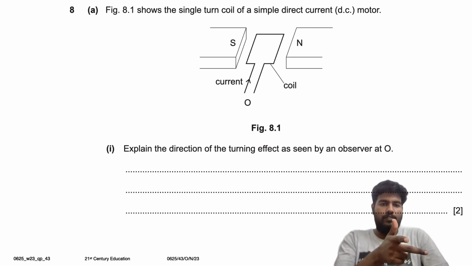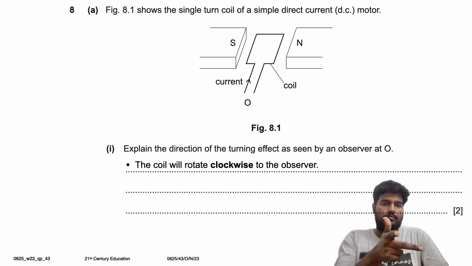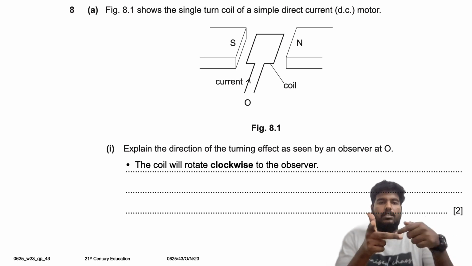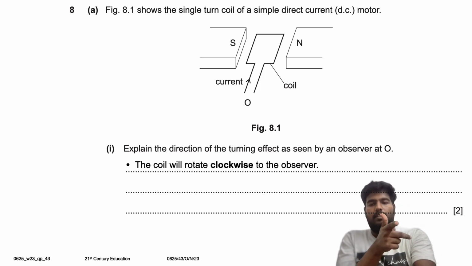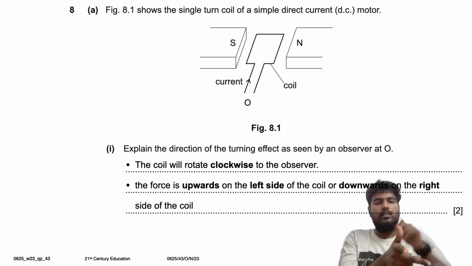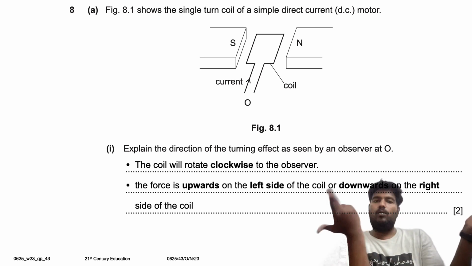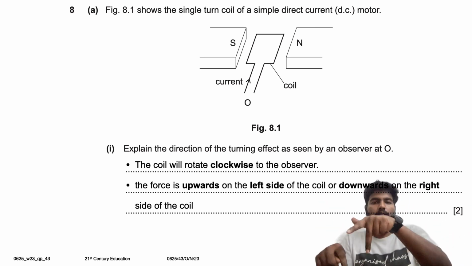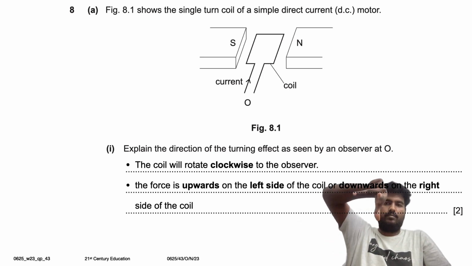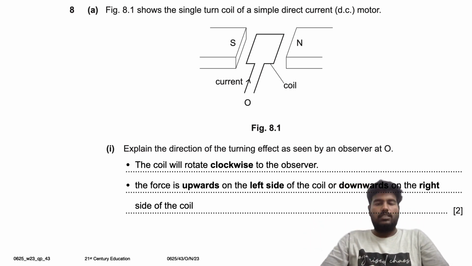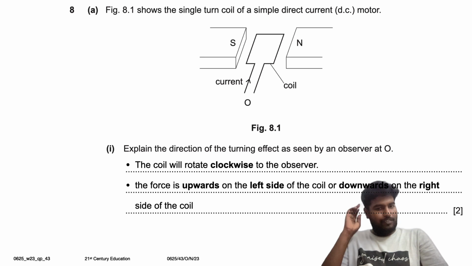The direction will be up at south. So the coil rotates clockwise, using the right hand we can take. This is the direction of the force, and this is the direction of the current. So it goes up. The force is upward on the left side of the coil and downward on the right side of the coil. So not by the left hand; like this you can take. Any one part if you write, we get the full mark.